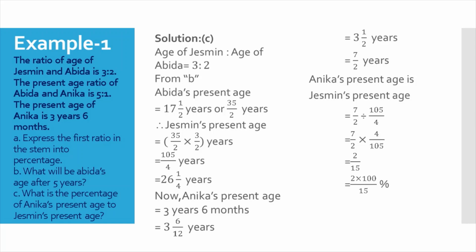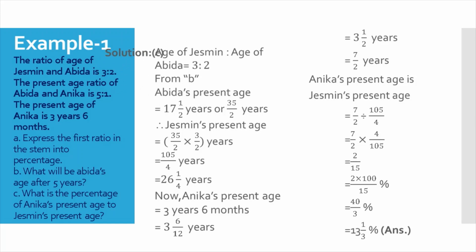And if we want to make it a percentage, we have to multiply by 100. And because of the subsequent 100, we can write down the percentage sign. If we reduce, we get 40 divided by 3%. And after the division, we get 13 whole 1 by 3%. So that is the desired answer of question number C.